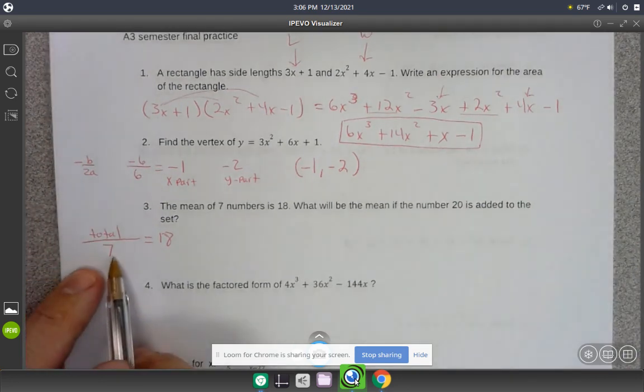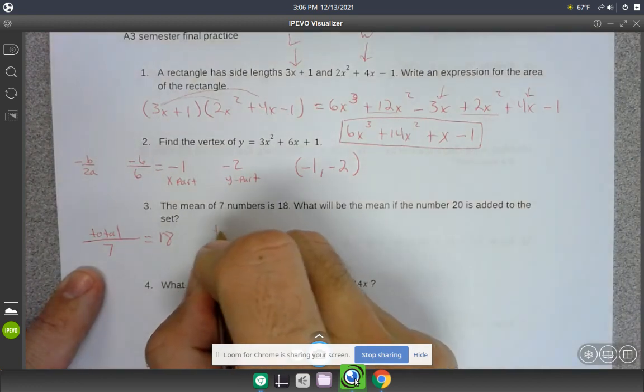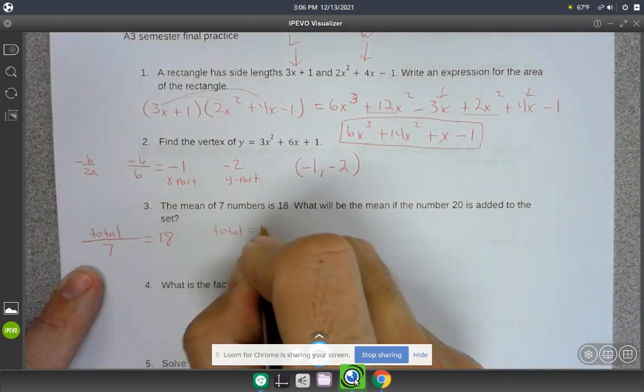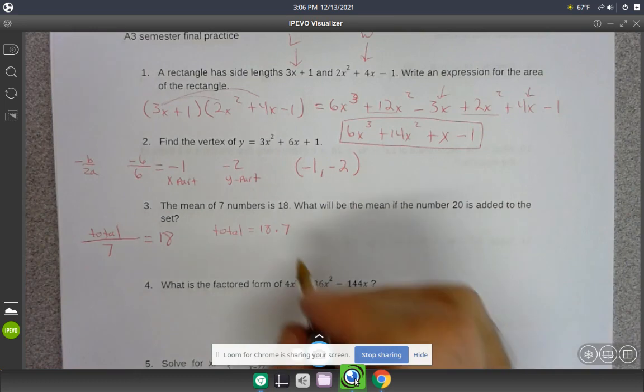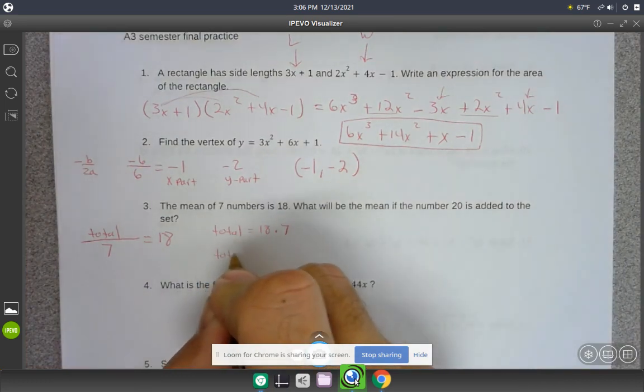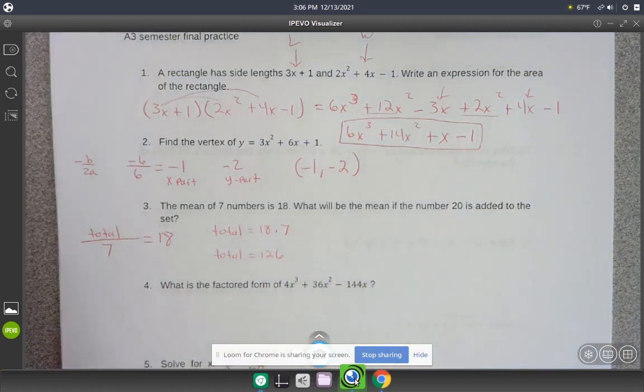So if we just multiply by 7 here, that's going to tell us what the total is. The total is 18 times 7. 18 times 7 is 126. Okay.